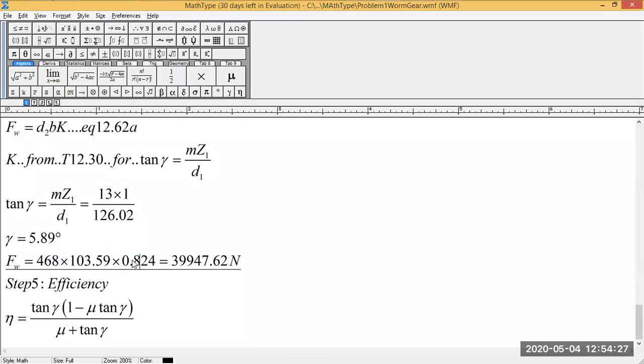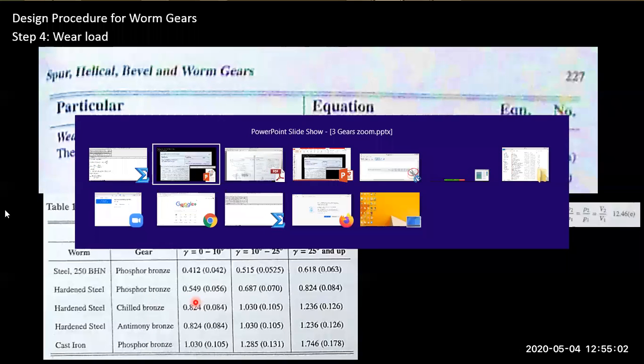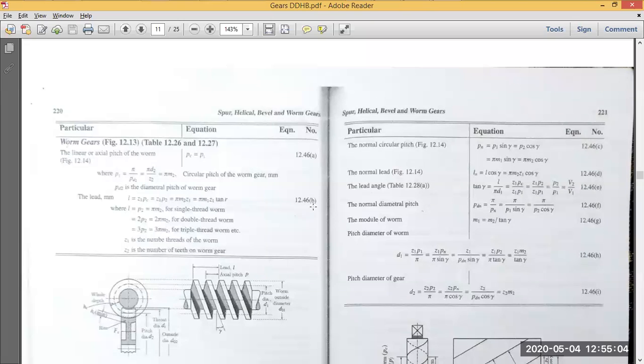0.549. And then this will change: 468 into 103.59 into 0.549. This is 266.15 Newton. So now we have got gamma as the exact helix angle value. This is not directly given in the data handbook, so you need to mix a couple of equations here. I'll show you in the data handbook.